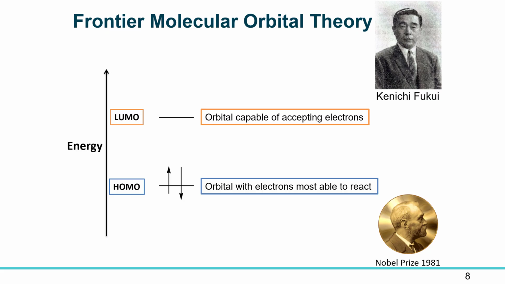For this important contribution to understanding organic reaction mechanisms, Fukui was later awarded a Nobel Prize in 1981. Frontier molecular orbital theory states that the most important molecular orbitals for chemical reactions are the frontier orbitals, the LUMO and HOMO. The lowest unoccupied molecular orbital, abbreviated as LUMO, is the orbital most capable of accepting electrons. The highest occupied molecular orbital, abbreviated as HOMO, is the orbital with electrons most able to react.